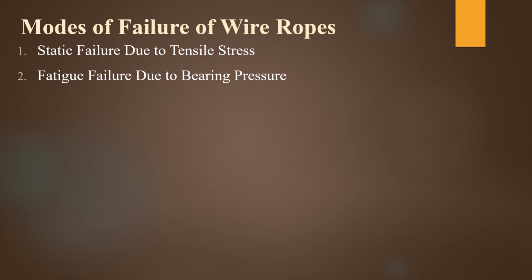Now I'm going to explain in short what are the modes of failure of wire ropes. There are two modes of failure of wire ropes. First one is static failure due to the tensile stress and second one is fatigue failure due to the bearing pressure.